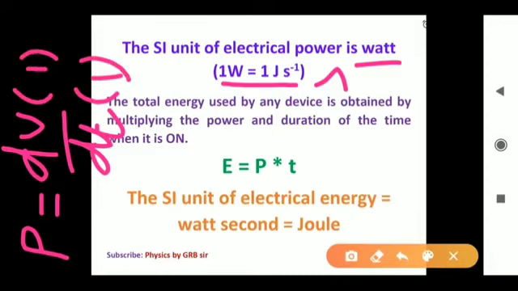The total energy used by any device is obtained by multiplying the power and the duration of the time it is on. E = P × t. The SI unit of electrical energy is watt second, which is equal to joule.